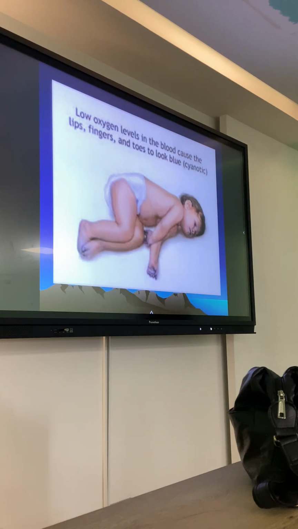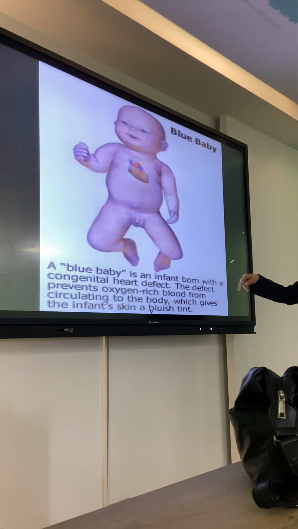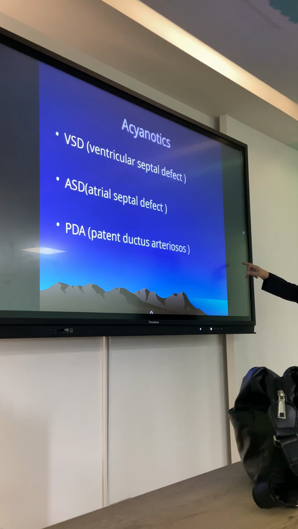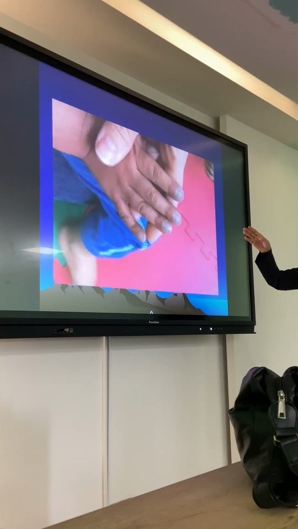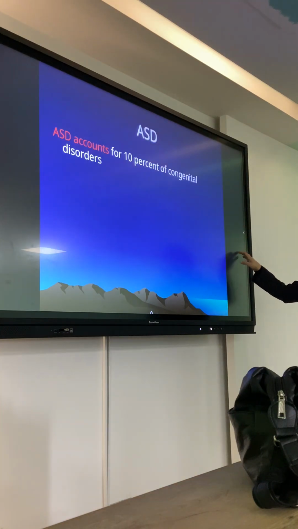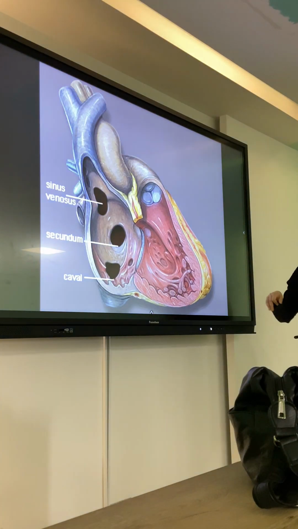I will say, this session we spoke. Blue baby is cyanotic. And acyanotic, we said about VSD, ASD, and PDA. This was cyanosis in the fingers. Okay, we said about ASD. What was ASD? Atrial septal defect. You can see in this picture ASD and 3 types of ASD we have.